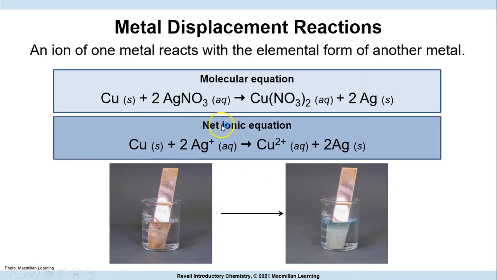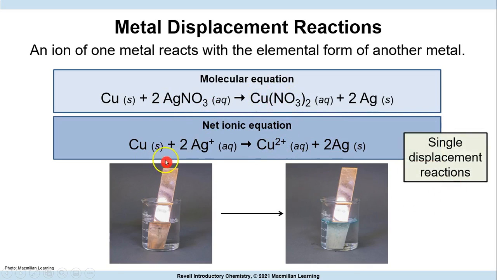Now, the net ionic equation will be given by copper solid plus 2 silver ions. Remember, we are going to dissociate here. So we are going to have the copper ion plus the silver solid. So the silver has been displaced by copper to form the copper ion, and that is what you see here as copper nitrate. This is called a single displacement reaction. The copper displaces silver to form copper nitrate.